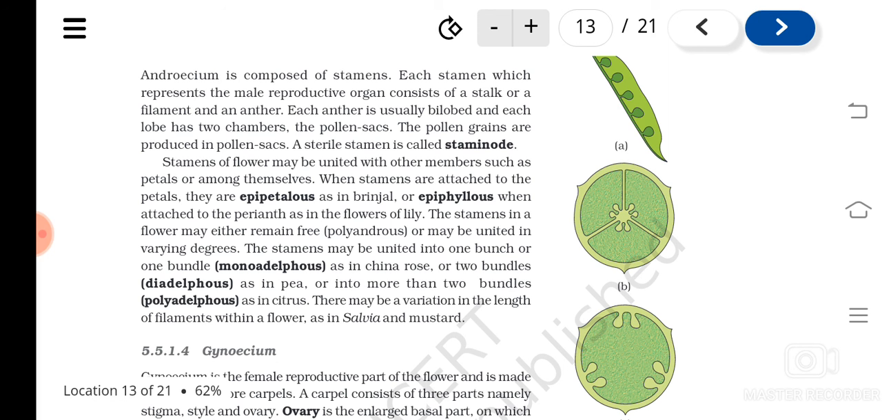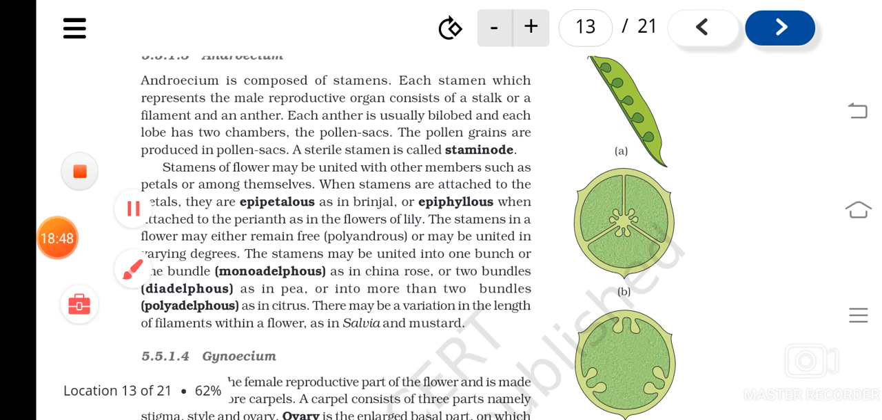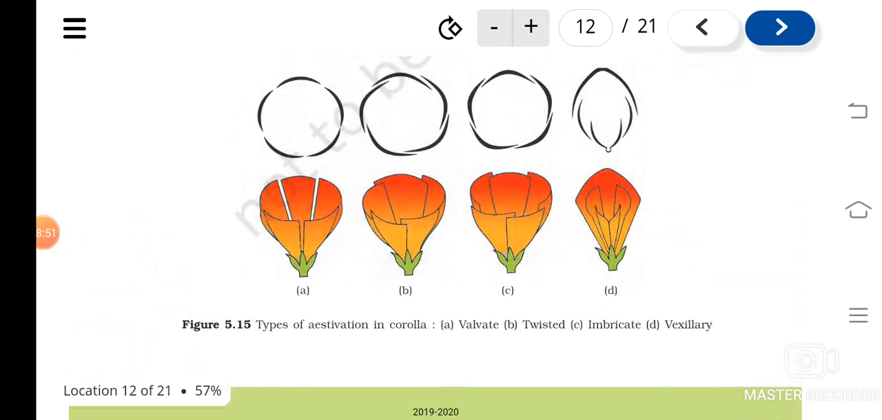Understood? So like this, you can see the different groupings of stamens. Monadelphous means one group, diadelphous means two groups, and polyadelphous means more than two bundles. Understood? So monadelphous example is very common, China rose. In diadelphous, two groups of stamens are seen. And if more than two bundles are there, then it is known as polyadelphous. Understood? So about all these terms, it's very clear to you.